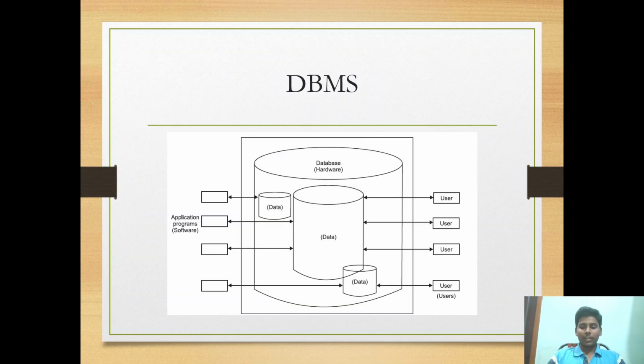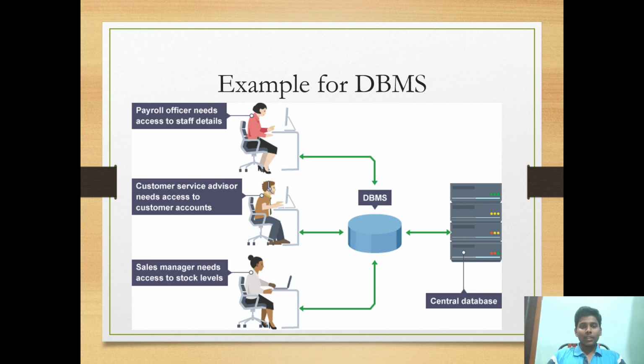Next, moving to the database management system. The representation of a DBMS is given here. The outermost layer is the database. Within the database, there are many blocks of data. Here we can see the users and application programs, which are software used by users to access the data over the database or hardware. So we can see an example of a DBMS; this is how the database works.